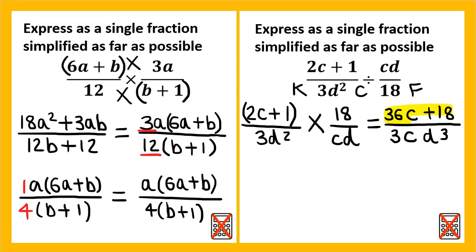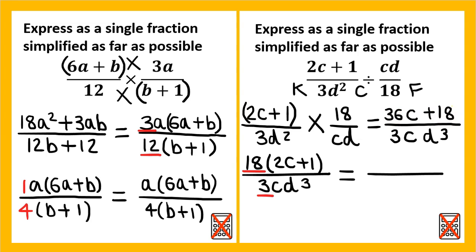Now for factorizing, which we'll only be able to do with the numerator, both 36 and 18 have a factor of 18, leaving us with 2c plus 1 inside the bracket. The denominator cannot be factorised, so we're left with 3cd cubed.